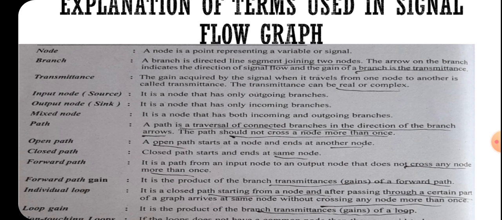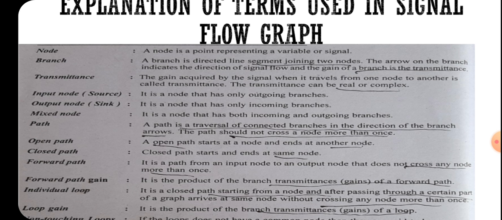Next is the input node or source. It is a node that has only outgoing branches. An output node or sink is a node that has only incoming branches. Next is the mixed node. It is a node that has both incoming and outgoing branches.